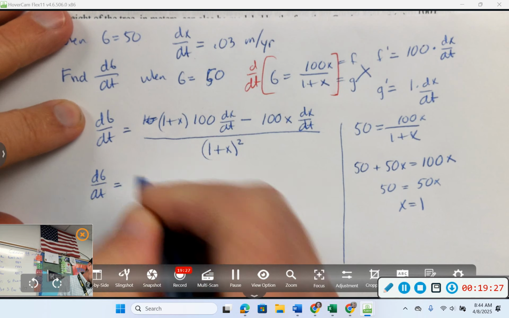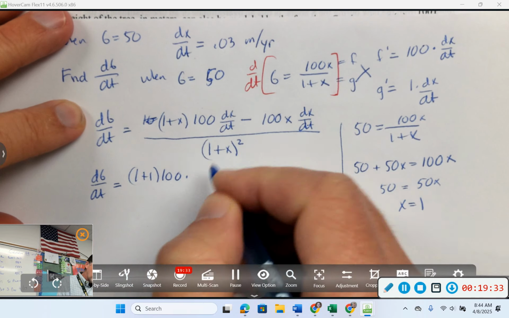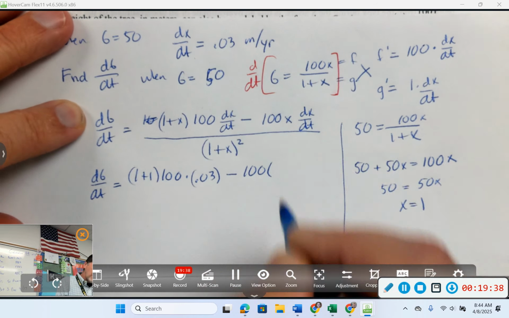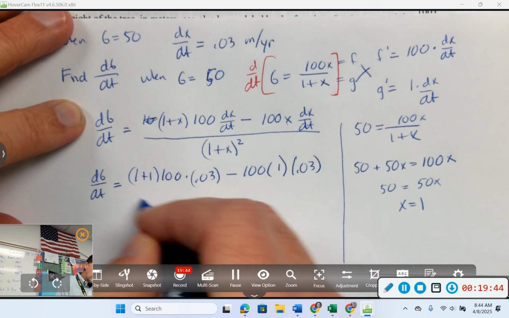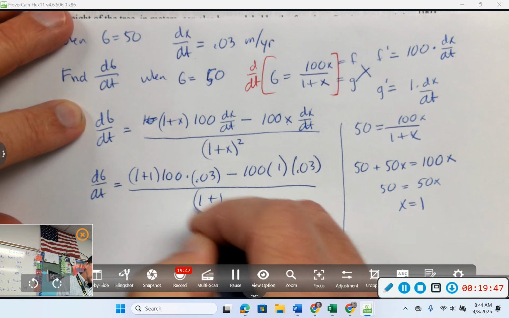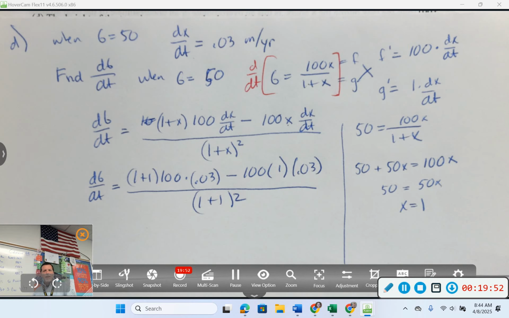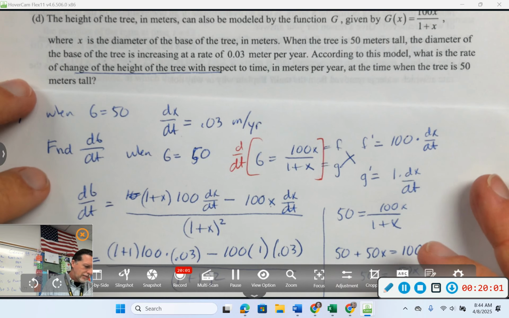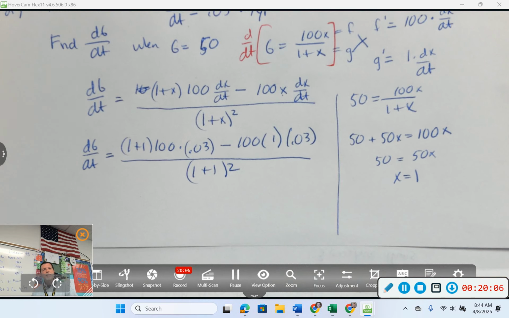So dg dt equals 1 plus 1 times 100 times 0.03 minus 100, I'm just plugging things in, times 1 times 0.03, all over 1 plus 1 squared. That's a lot, so my guess is it probably doesn't ask me for like units or what does this mean. Nope, just that's all it asks. So there's my answer, ugly as it is.